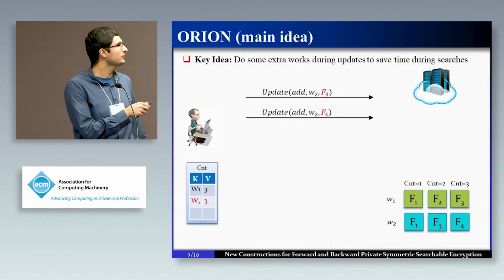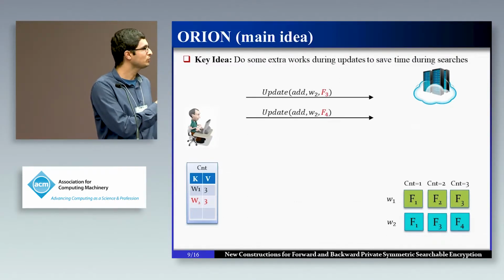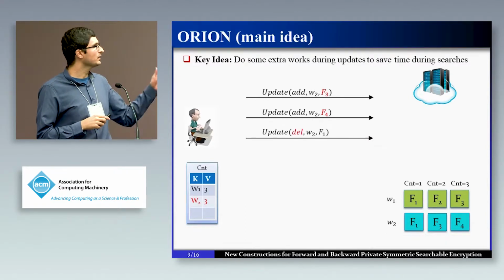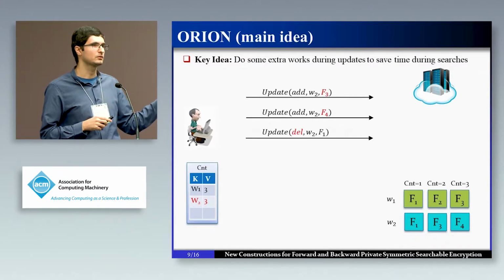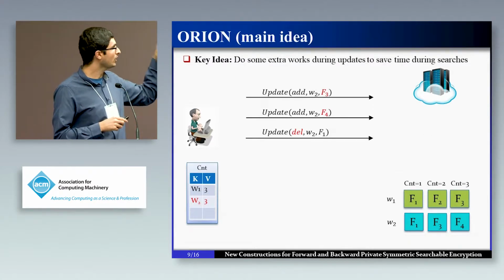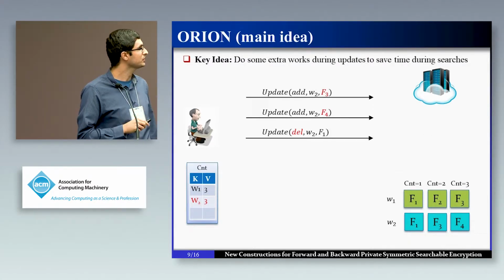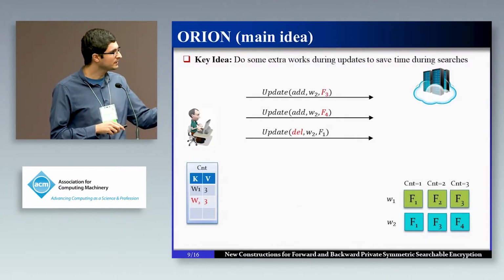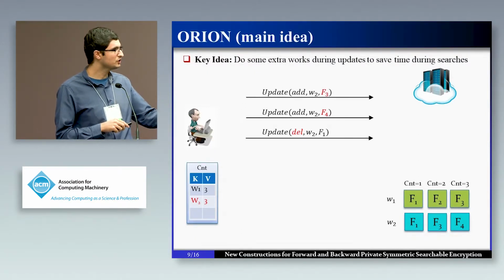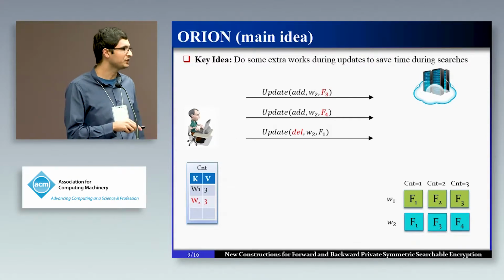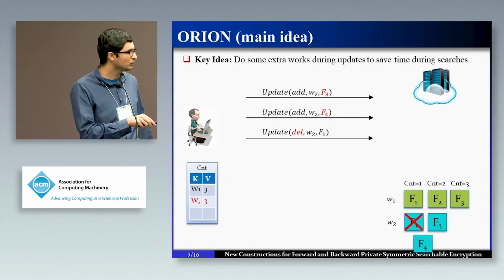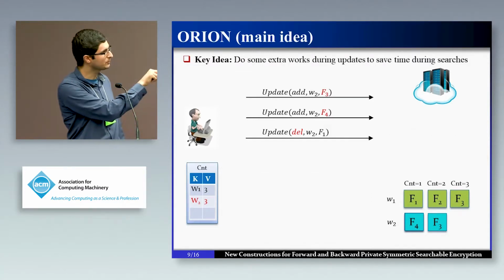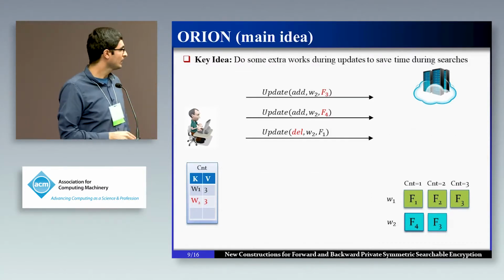The procedure is the same for adding keyword W2 to file F4. Now suppose we want to execute deletion, which is the main idea and main point of this scheme. First, the server replaces the position of file F1, which is going to be deleted, by the last index, which is F4. So F4 will replace at the position of CNT1.